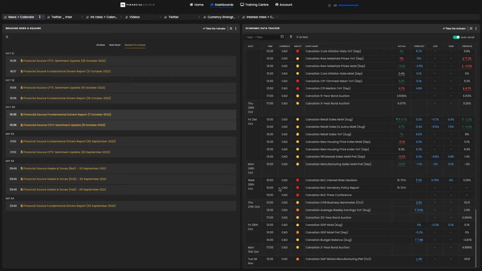So a dovish Bank of Canada, we'd favour Aussie CAD upside, pound CAD upside. If the Bank of Canada are more hawkish, then I don't see it as a trade. Okay, I don't want to trade it.